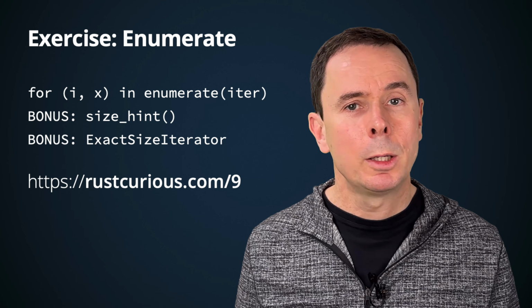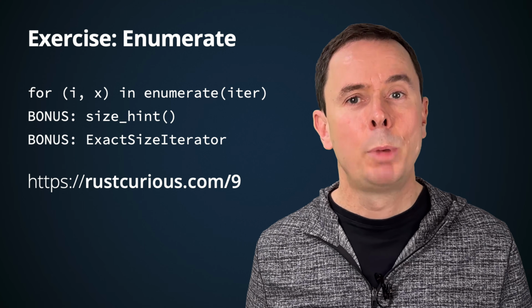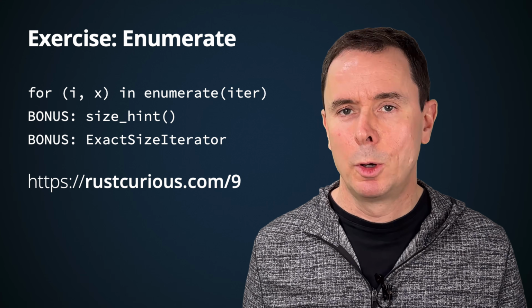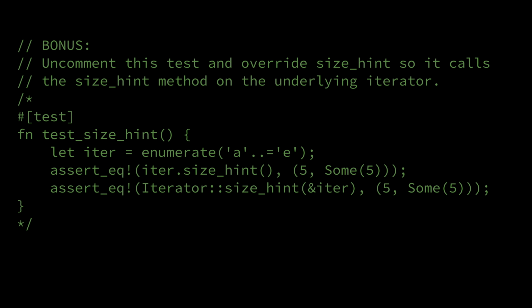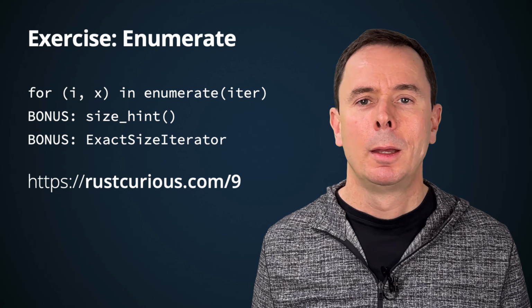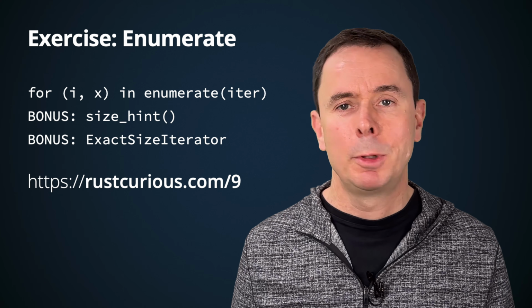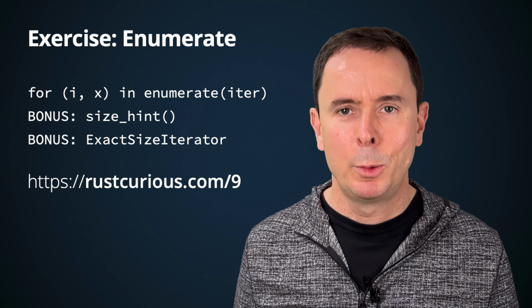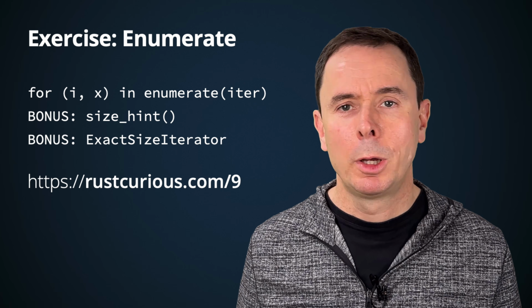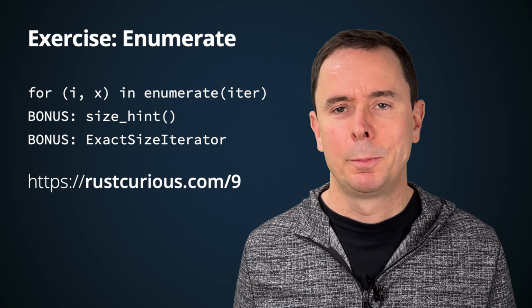Once you've got that working, if you still haven't had enough, there are 2 bonus challenges for you. Each one has an extra unit test for you to uncomment. Make sure you do them in order. The first one adds a method called size_hint, and the second one uses that to implement a trait called ExactSizeIterator. Okay, that's it for the exercises. If you get through this lot, then I reckon you're on your way to a pretty good understanding of the trait system. I love hearing how people go with the exercises, so please let me know.